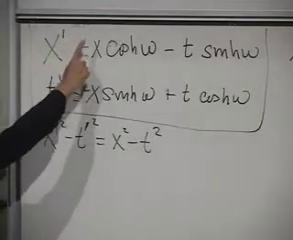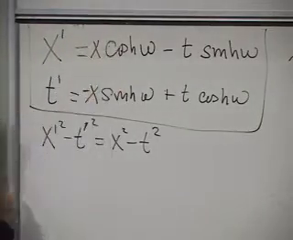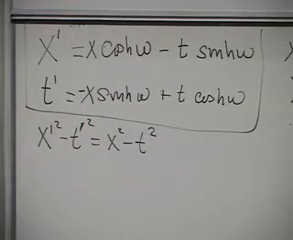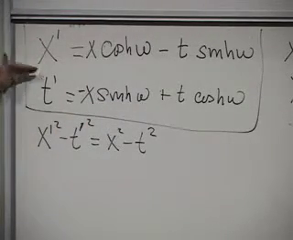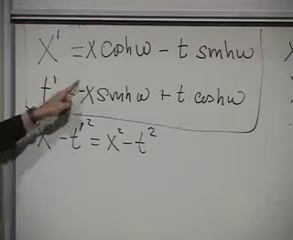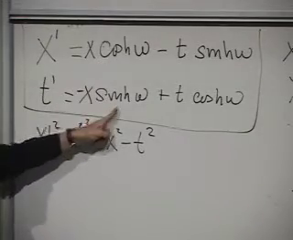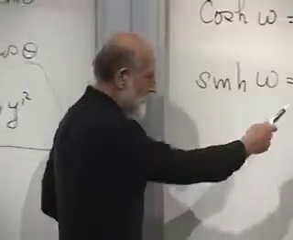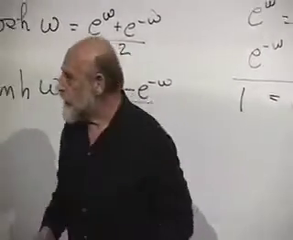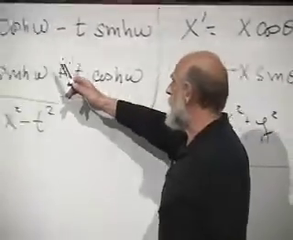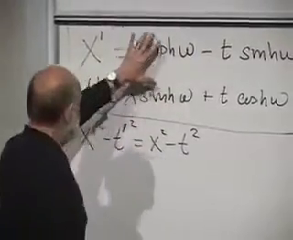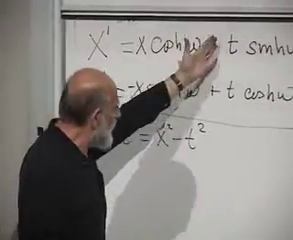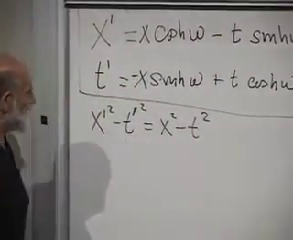x prime squared will have x squared cosh squared omega. t prime squared will have x squared sinh squared omega. If I take the difference between them, I'll get a term with an x squared times cosh squared minus sinh squared. But cosh squared minus sinh squared is 1. All right? So we'll find a term with an x squared when we take the difference between the squares of this and this. And likewise, we'll also find the t squared.